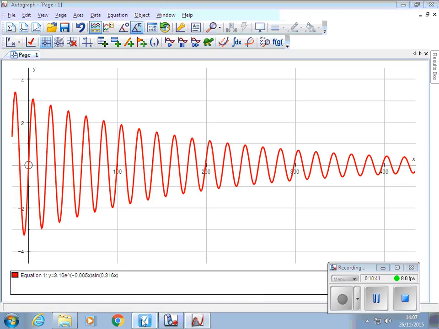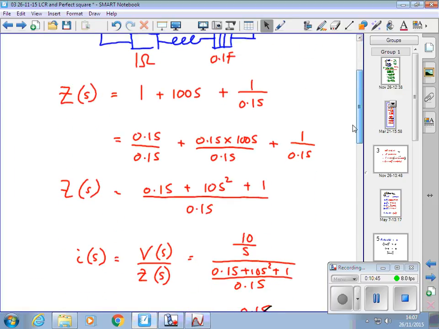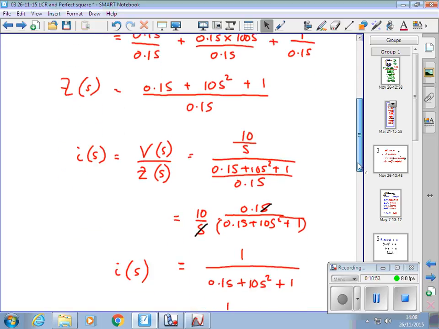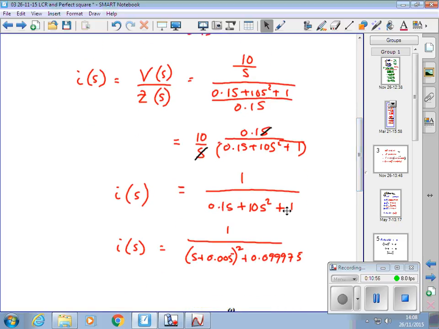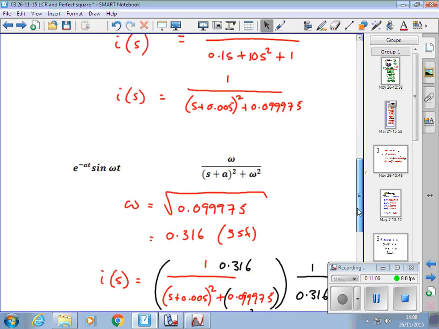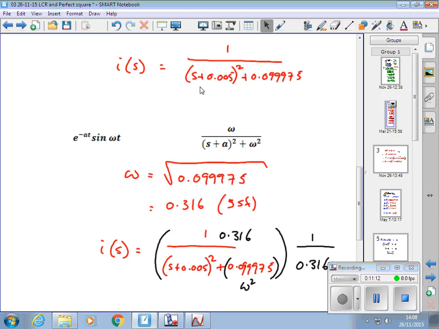So let's just have a quick recap on this. So what did we do? We drew our Z, our impedance for the whole circuit, expressed it as a fraction, put it into Ohm's law to get this. And then we recognized that this actually is a quadratic function, and so we're going to have to use this, which is in the form of a perfect square. So what we now do is use a method of perfect squares to find out what this is in terms of a perfect square and a remainder. And the number inside the perfect square gives us A, but the remainder gives us omega squared.